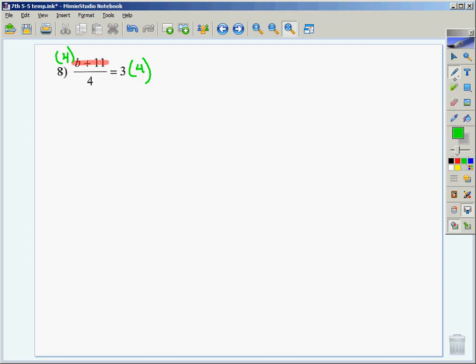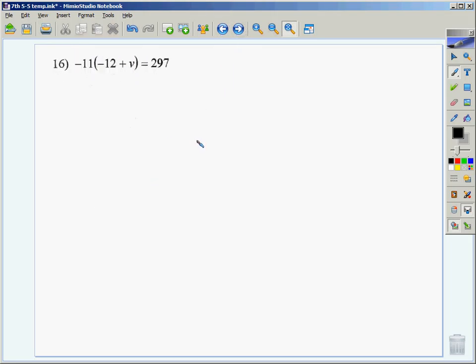When I go to multiply both sides of the equation by 4, the 4's are going to cancel out here, leaving me just the b plus 11. And 3 times 4 gives me 12. The next thing that I'm going to do is get b by itself. I have to undo this addition. So I would subtract 11 from both sides, and I'd get b equals 1.